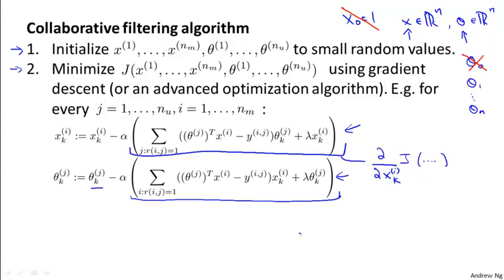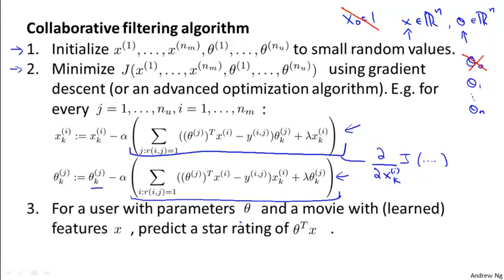So we then use gradient descent to minimize the cost function J with respect to the features x and with respect to the parameters theta. And finally, given a user, if a user has some parameters theta, and if there's a movie with some learned features x, we would then predict that that movie will be given a star rating by that user of theta transpose x. Or just to fill this in, we're saying that if user j has not yet rated movie i, then what we do is predict that user j is going to rate movie i according to theta_j transpose x_i.